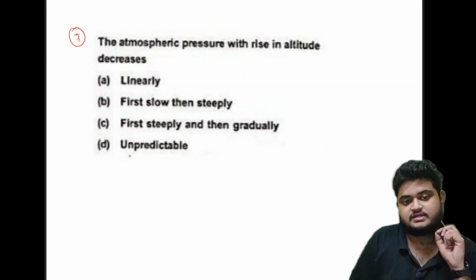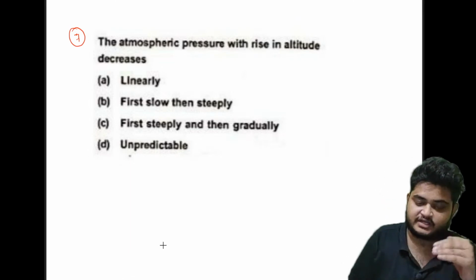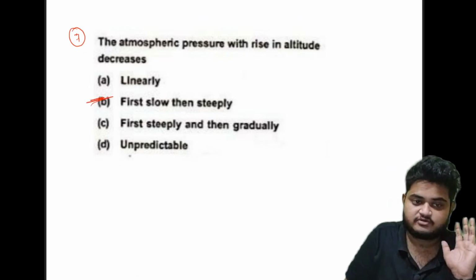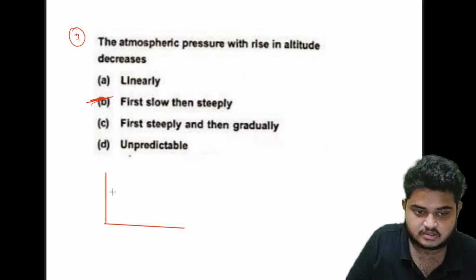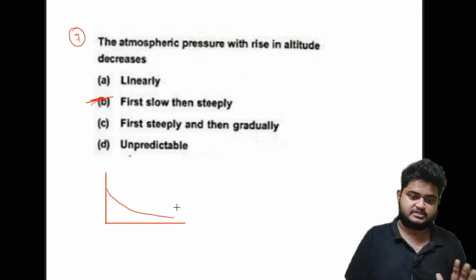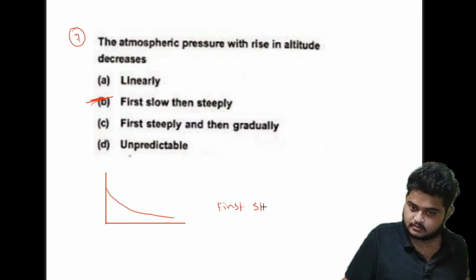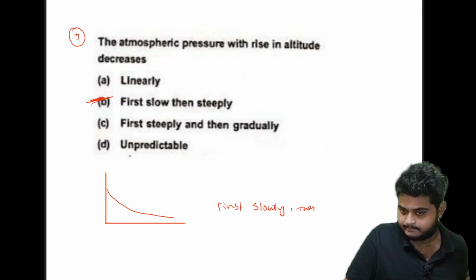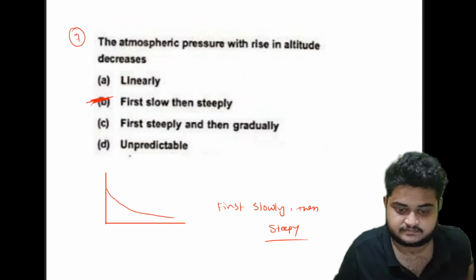The seventh is saying that the atmospheric pressure with rise in altitude decreases linearly, first slow then steeply, and this is obviously option B. So if you draw this, you will find it like this, first slowly then steeply. Okay, this option B is the right answer.